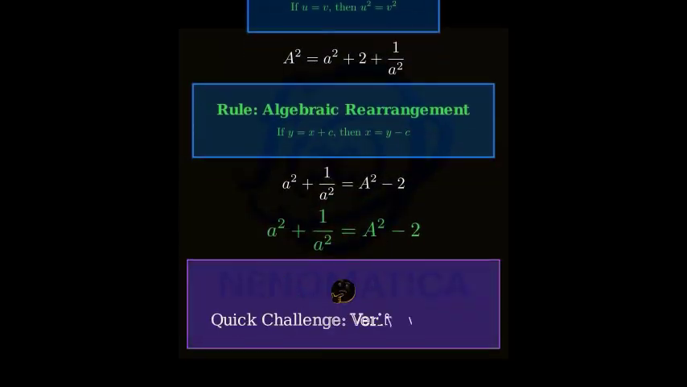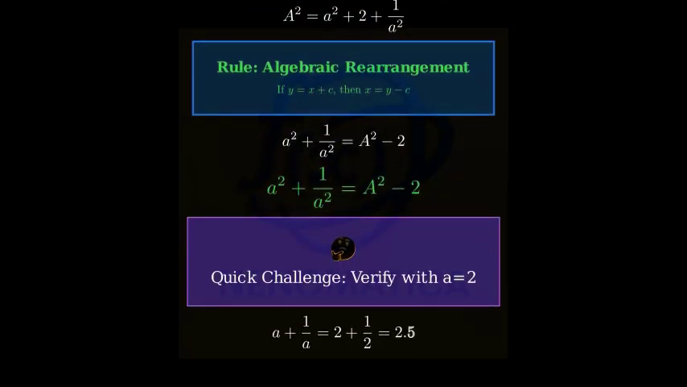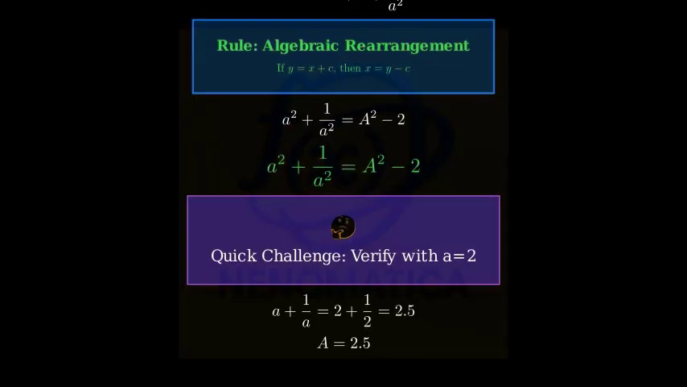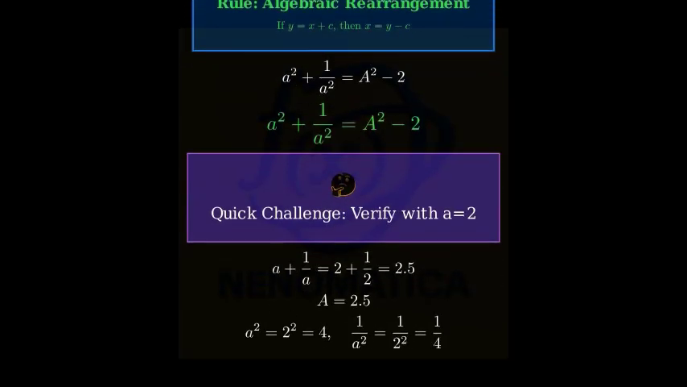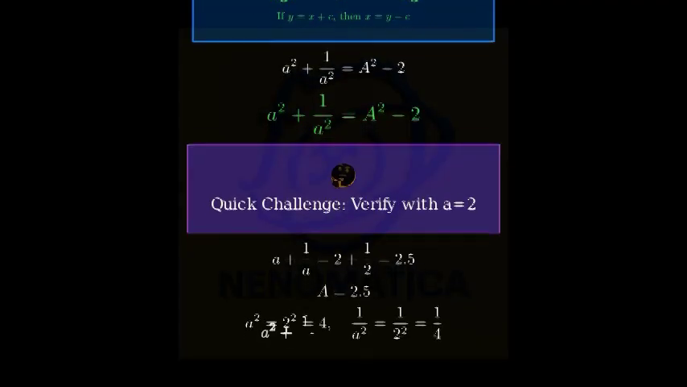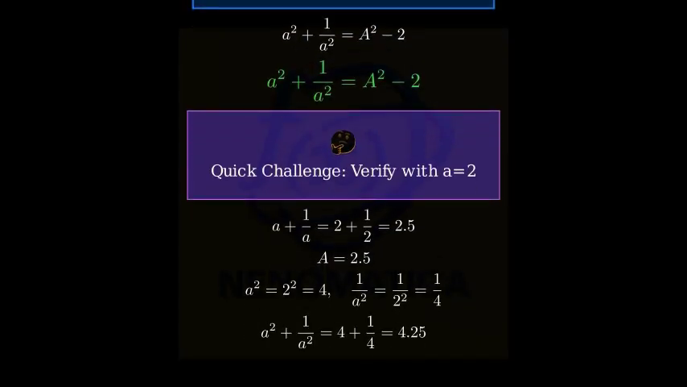Suppose a equals 2. Then 1 over a equals 1/2. So, a plus 1 over a equals 2 plus 1/2, which is 2.5. This means a equals 2.5. Now, let's calculate a squared plus 1 over a squared directly. A squared equals 4, and 1 over a squared equals 1/4. So a squared plus 1 over a squared equals 4 plus 1/4, which is 4.25.